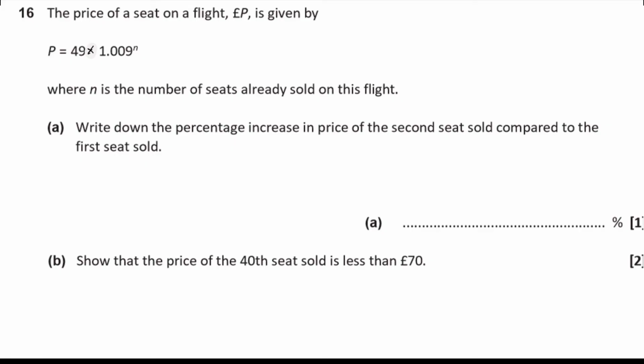So P1, the price of the first ticket sold, is going to be £49 times 1.009 to the power of 0, isn't it? Because when you're selling the first ticket, there have been no tickets sold up to that point, and any number to the power of 0 is 1. So that's just £49 for the first ticket. Now, ticket number 2 is going to be 49 times 1.009 to the power of 1, because when you're selling the second ticket, you've already sold one ticket.